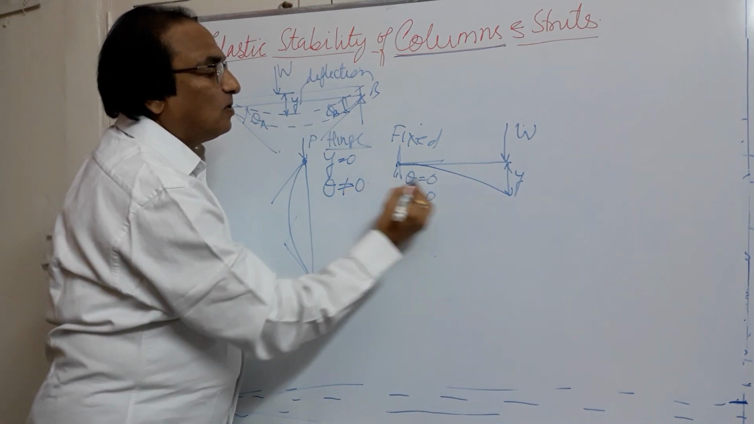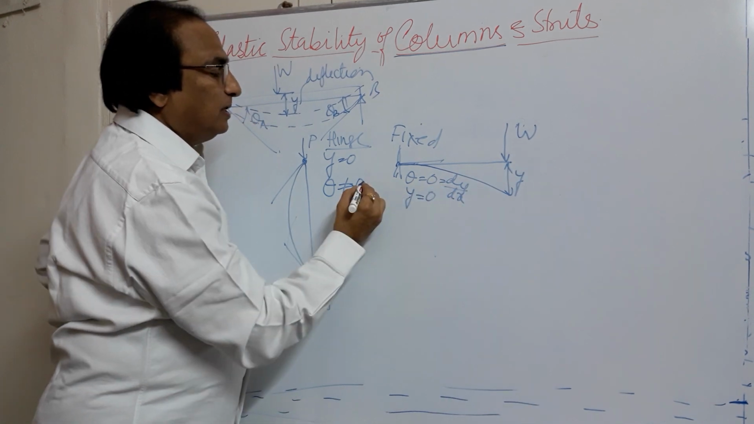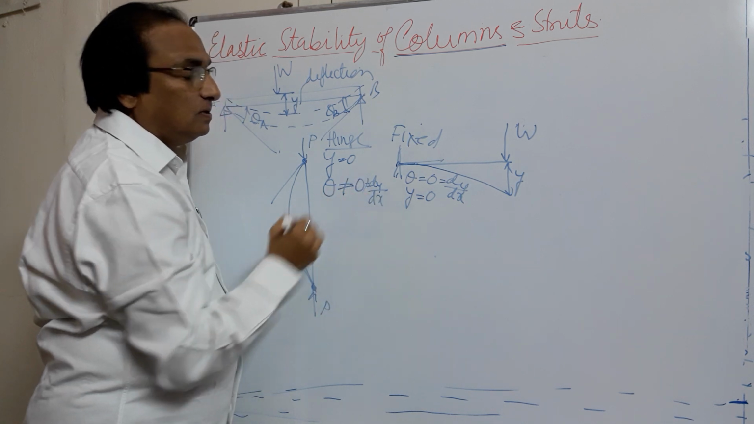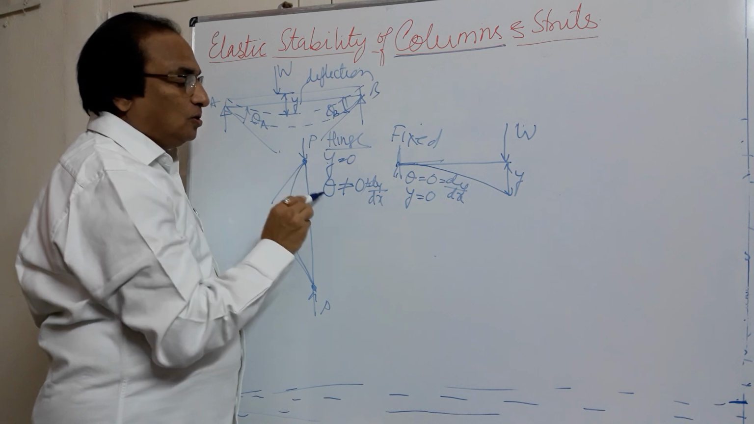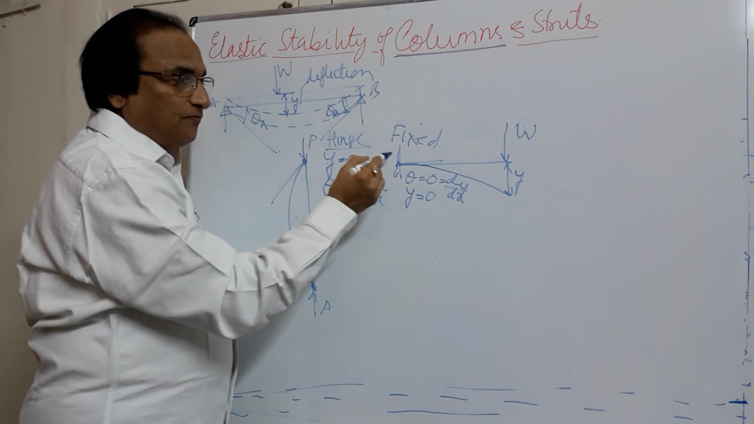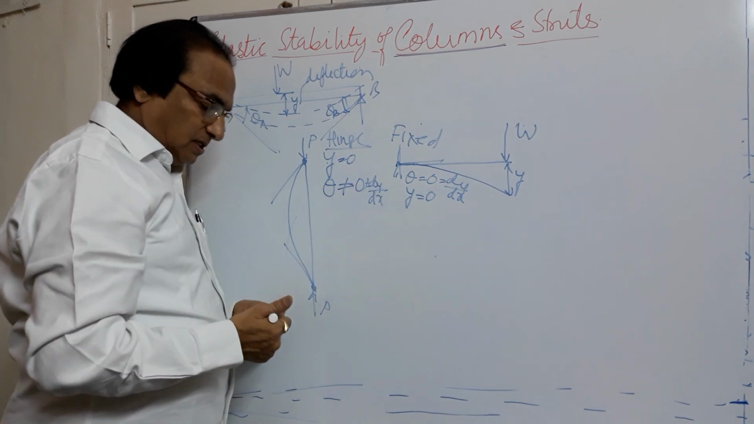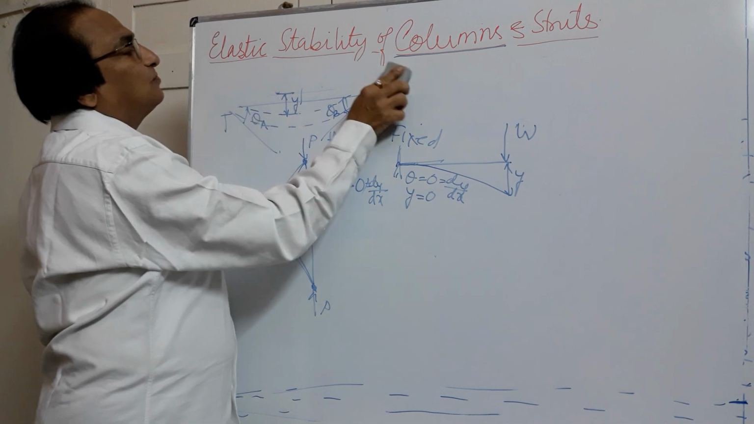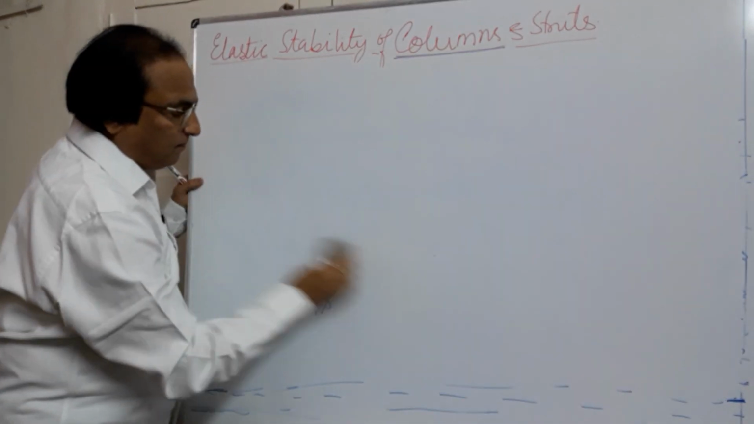Theta is nothing but dy by dx. That is nothing but the slope. So here also dy by dx is not equal to 0. So for a hinge, deflection is 0 and slope is not 0. For fixed, both slope and deflection are 0. This is the point you'll have to remember for analyzing columns, because we get different conditions here: hinged, free or fixed.